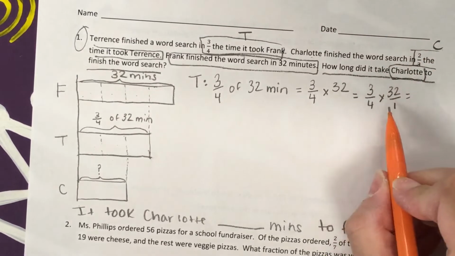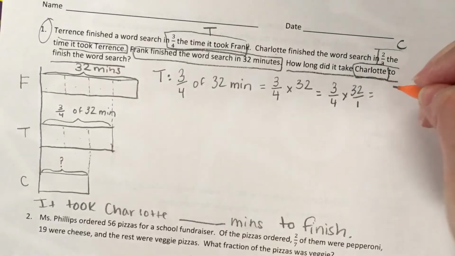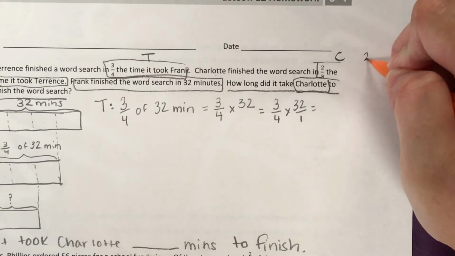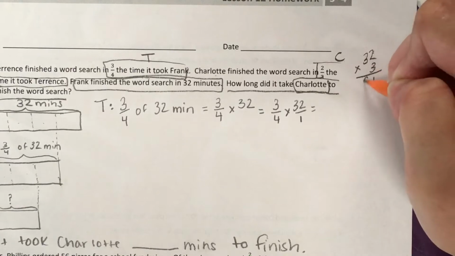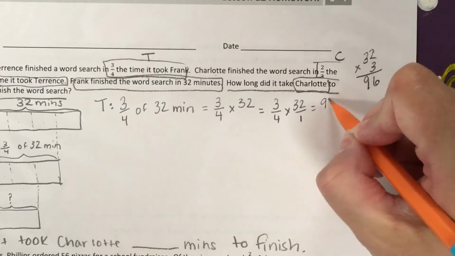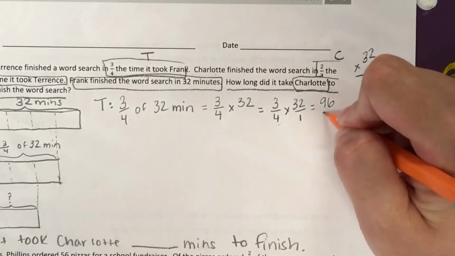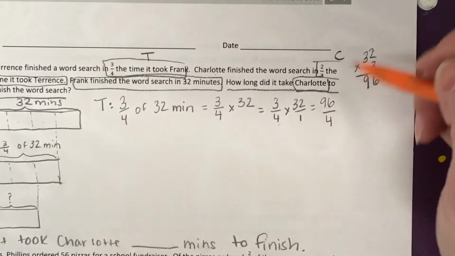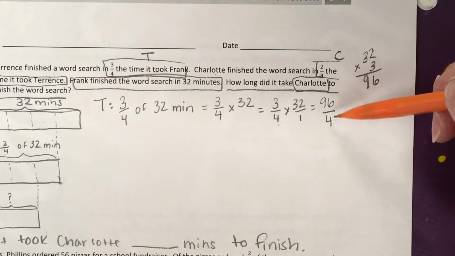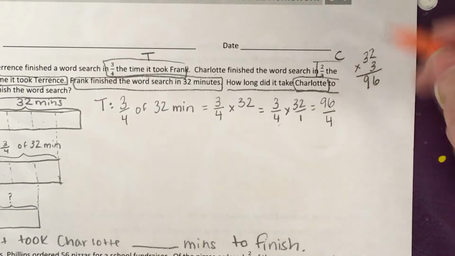I multiply across the top, multiply across the bottom. 3 times 32, I'm going to come to the side, 32 times 3. 3 times 2 is 6. 3 times 3 is 9. So I have 96 on top. 4 times 1 is 4. So here I have 96/4, and we know a fraction is an unfinished division problem, so I can read it top to bottom. 96 divided by 4.